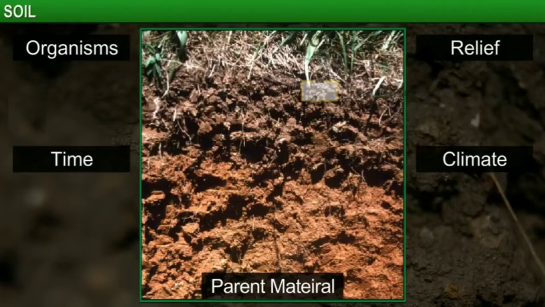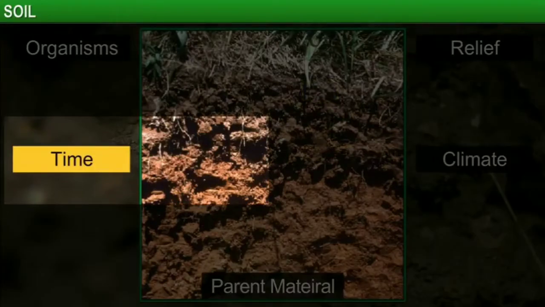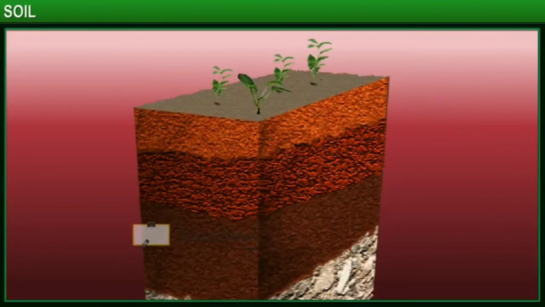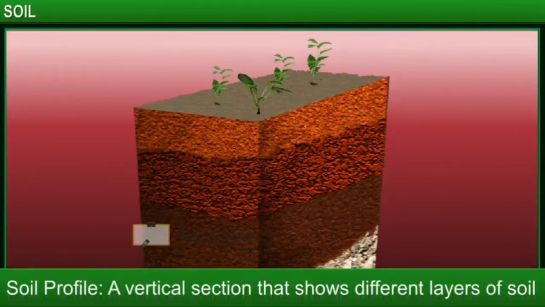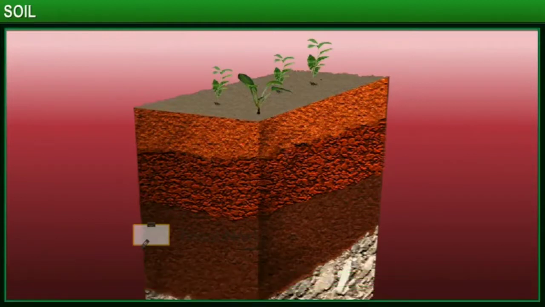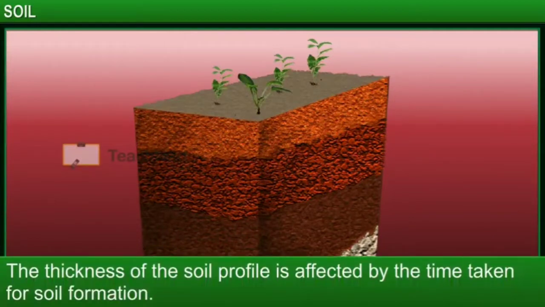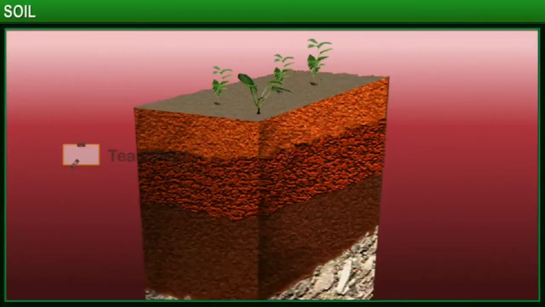We talked about physical and chemical properties of soil as well as its fertility. But how about the thickness of the soil profile? A vertical section that shows different layers of soil is called a soil profile. The thickness of the soil profile is affected by the time taken for the soil to form. Here is a diagrammatic representation of a typical soil profile.